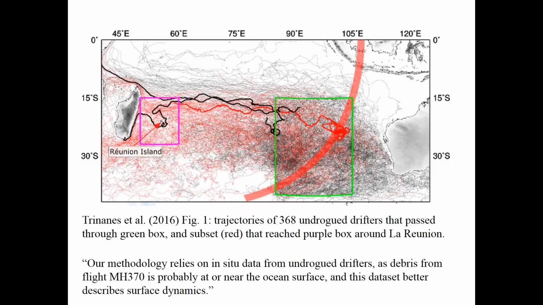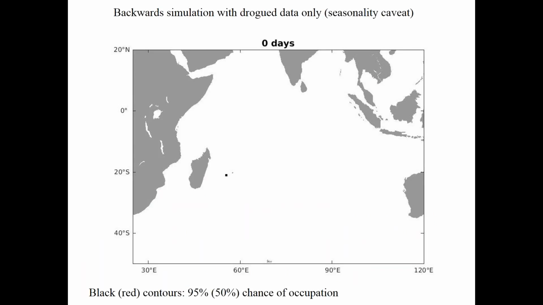The answer is going to be that those previous conclusions were because people were looking at currents that were better representative of something floating at 15 meters depth and not floating at the surface. But we can verify that with some simulations. So what I'm going to do is a backwards simulation.